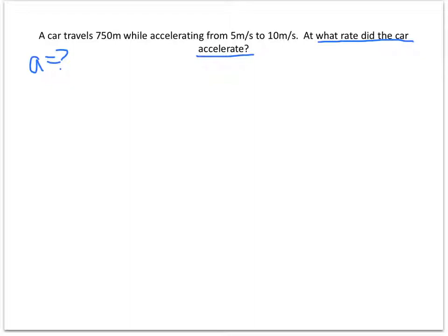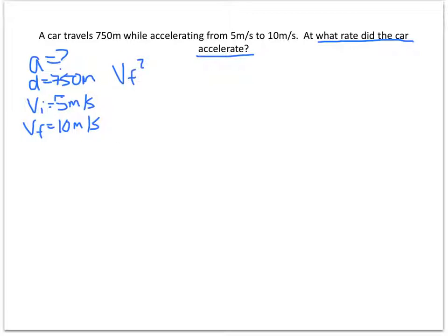But let's look at the variables that we have. We have a displacement of 750 meters. We have an initial velocity of 5 meters per second and a final velocity of 10 meters per second. So looking at this question already, I can see that I don't have a time variable in here, and it doesn't mention it, so I'm not necessarily going to try to solve for it. But I do have everything I need for the time-independent motion formula.